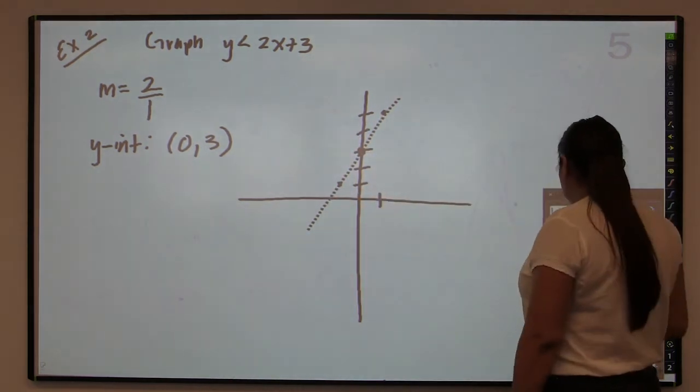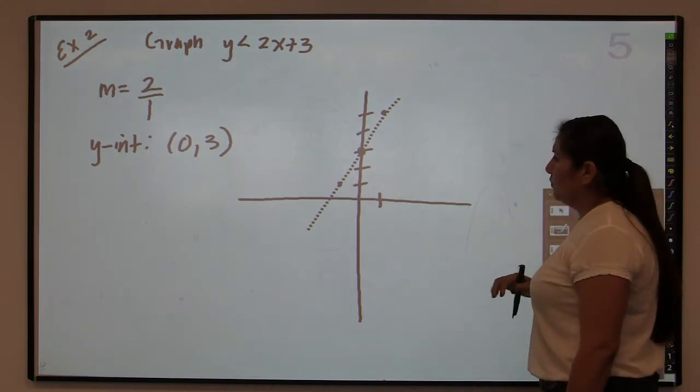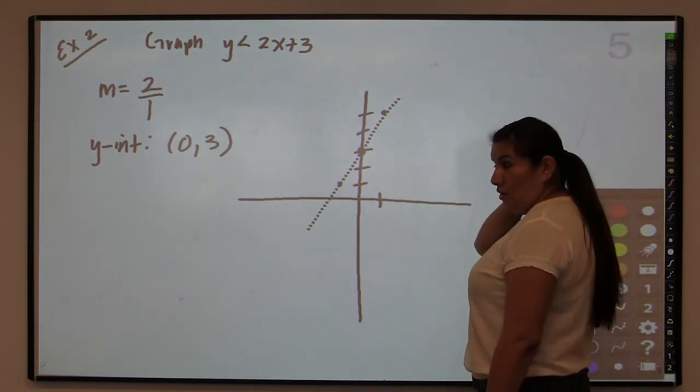And so now you're going to do the shading, and at this point it kind of gets confusing sometimes how you want to shade.